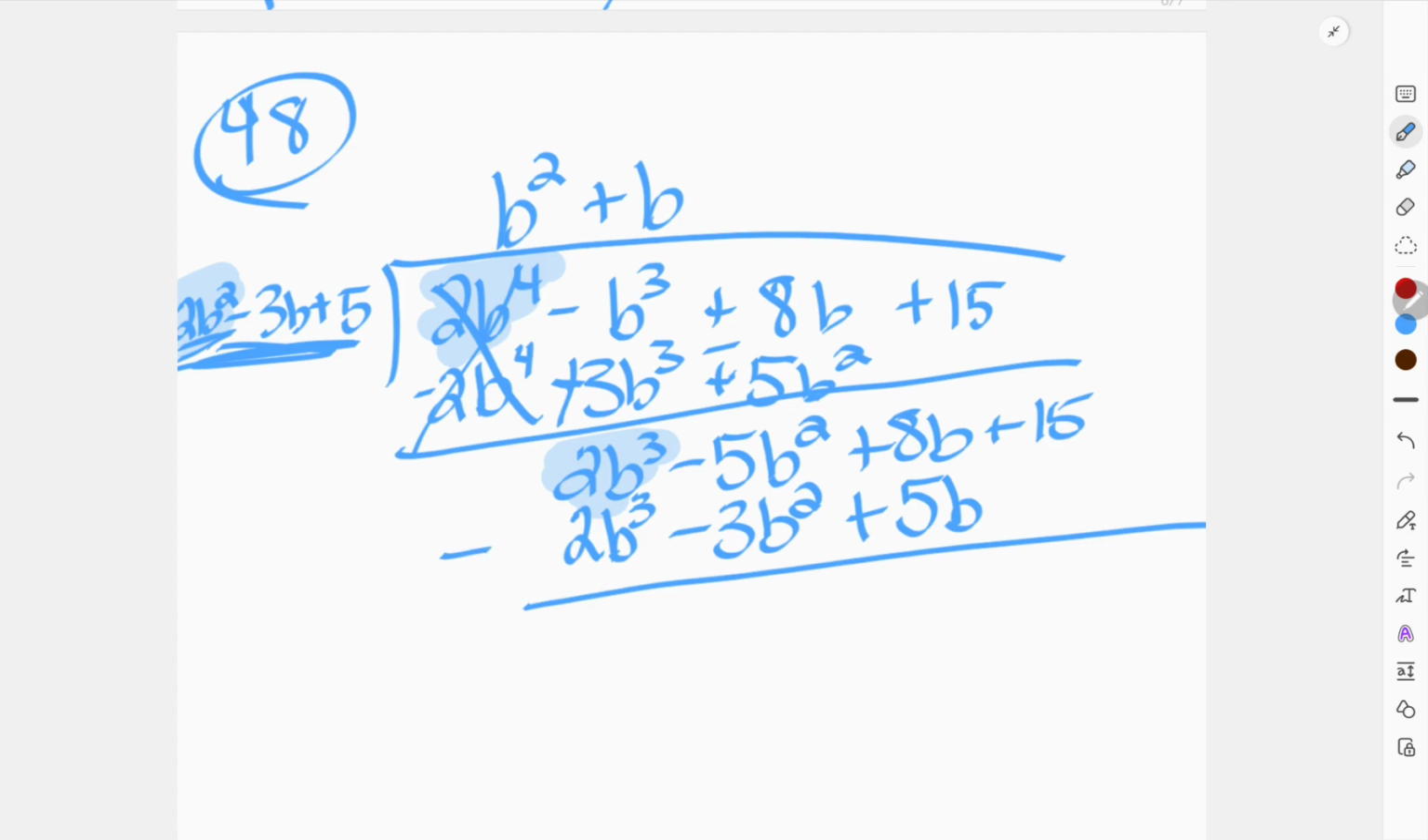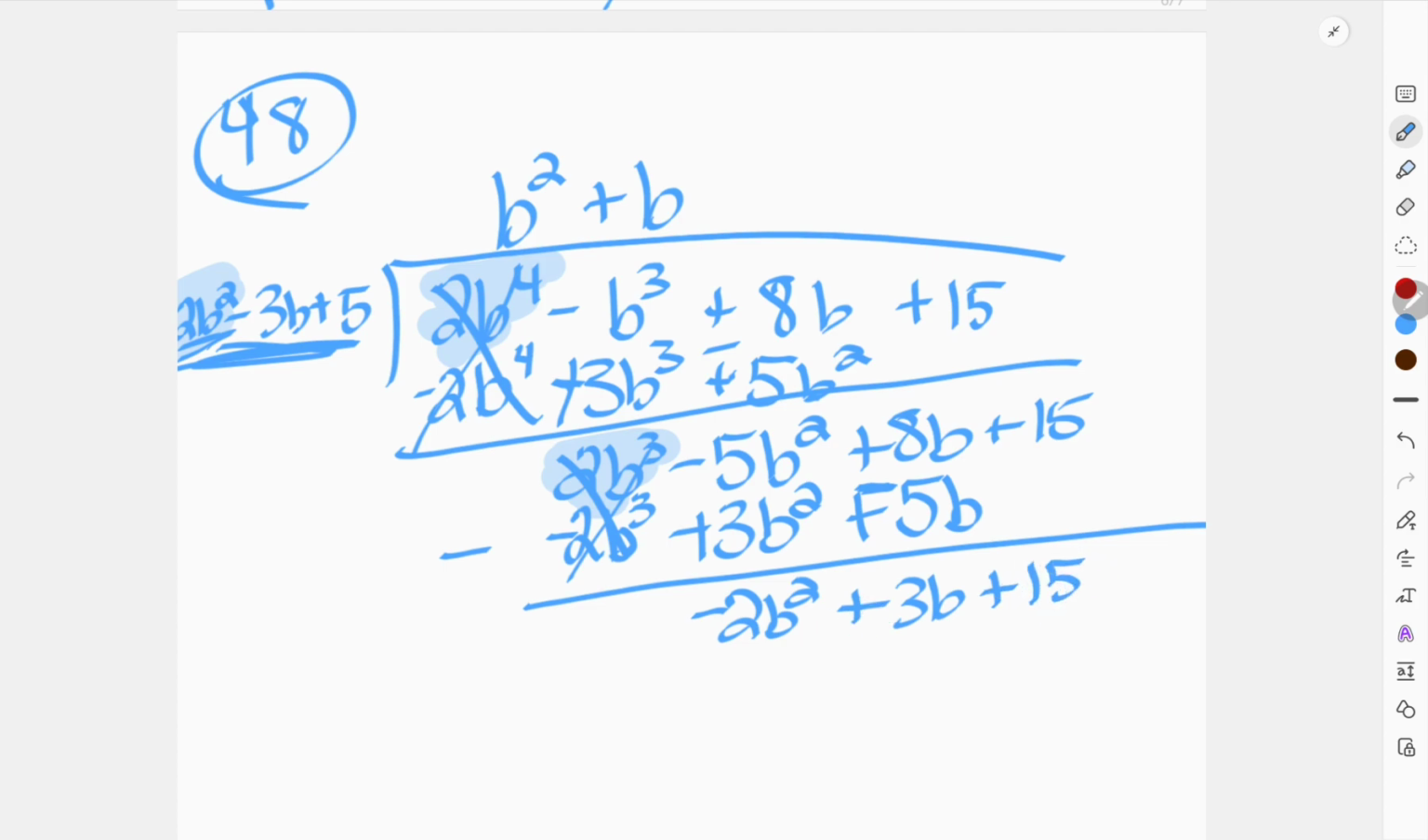Okay, so again, I'm subtracting. So it changes that sign, changes that sign, changes that sign. These cancel, they equal 0. Negative 5 plus 3 is negative 2b squared. 8b minus 5b is positive 3b. And then bring down my 15.